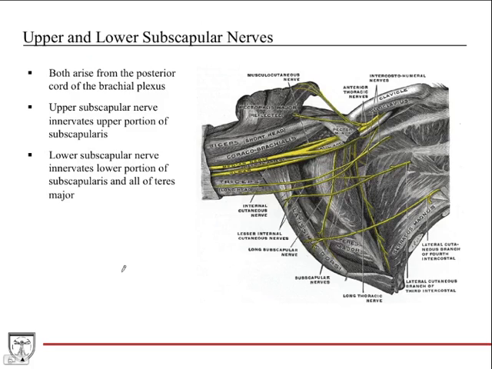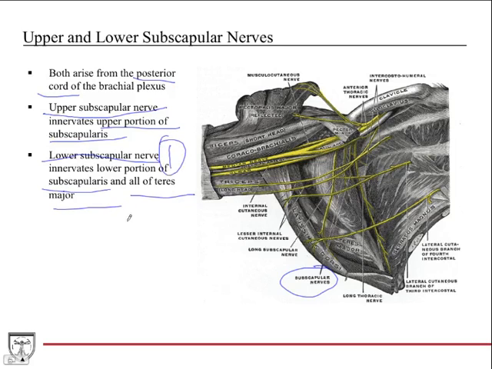So then you have the upper and lower subscapular nerves. And one thing to note here is, if we look at the diagram, you have the subscapular nerves. You can see them both traveling in here. They're not named because one comes from the upper portion of the brachial plexus and one comes from the lower. They both come from the same portion, which is the posterior cord. The upper subscapular innervates the upper portion of the subscapularis muscle. That's obvious enough. The lower subscapular nerve innervates the lower portion of the subscapularis, and it also innervates all of the teres major muscle. So it has two innervations, the lower part of the subscapularis, and then all of the teres major muscle.